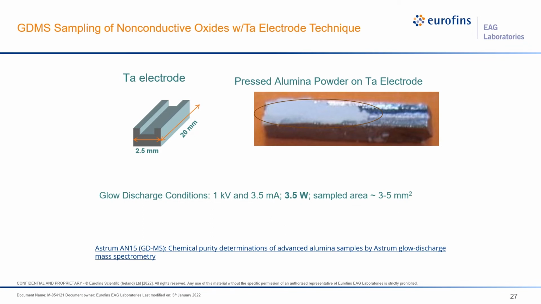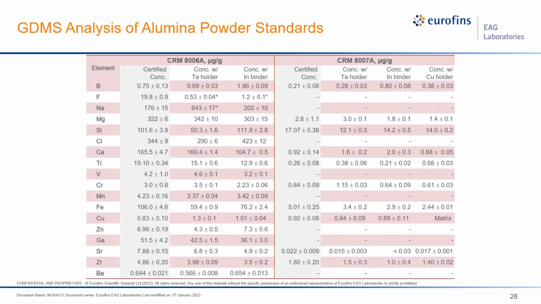For details, we also encourage you to refer to one of the Astrum application notes that we also contributed, which is chemical purity determination of advanced alumina samples by Astrum glow discharge mass spec. Just to let you know, we have multiple Astrum in-house to support the alumina analysis.